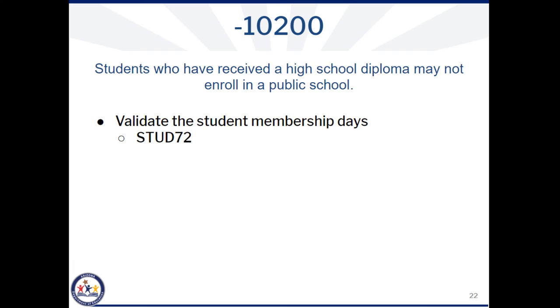Integrity error code 10200. This is an integrity error that we've seen in the most recent year. Students who've received a high school diploma may not enroll in a public school. If you are seeing this error, the first thing that you want to do is validate the student's membership days. You also want to pull the STUD72 so that you can see if a year-end status code has been pre-populated for this student that indicates that the student has graduated.